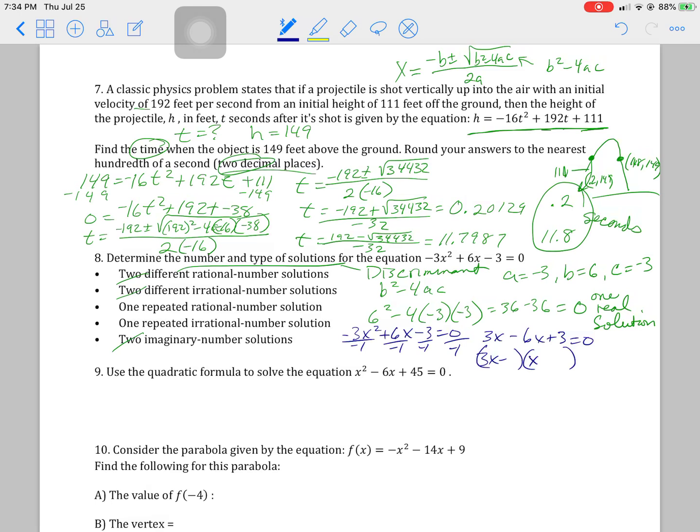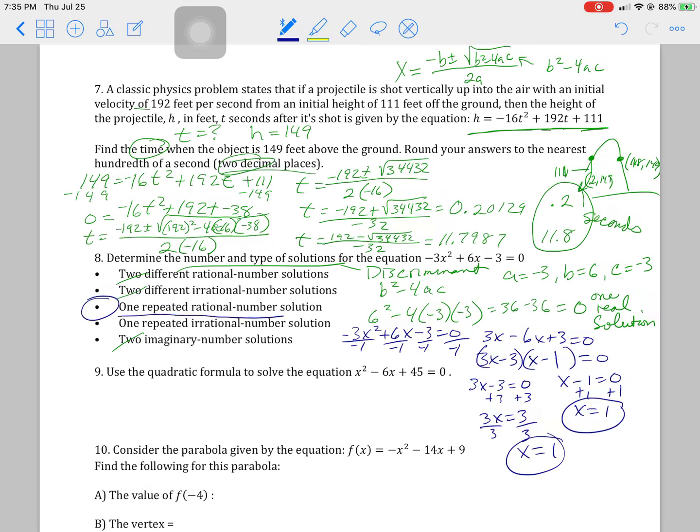3x, x, and then both signs will be negative, and then the 3 is going to have to go here, and then if you factored that, the zero product rule says that both of these need to be solved here. Let's see, 3x equals 3. I'm just trying to prove a point. I'll get there in just a second. So this one came out to 1 and this one came out to 1. So that's what it means by a repeated rational solution. Okay?